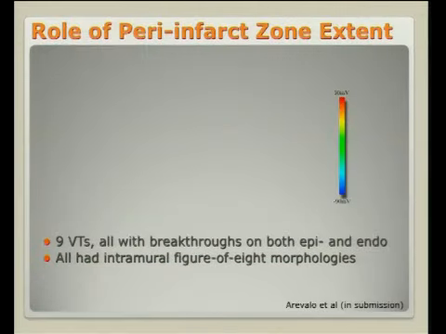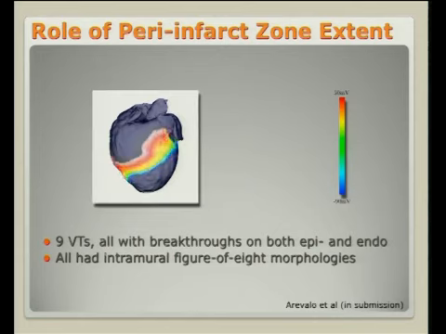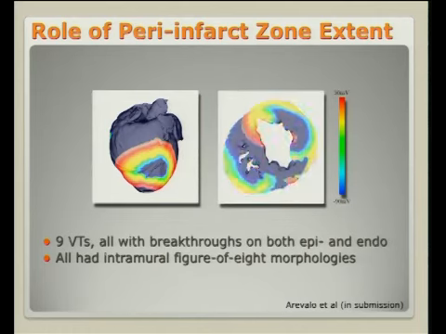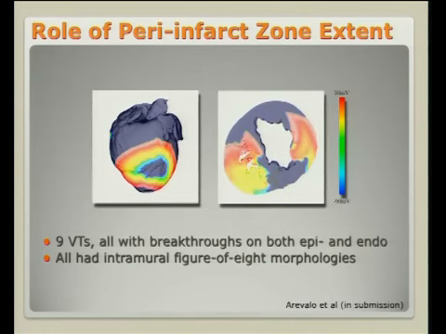So when we did that, this reduction resulted in the disappearance of the peri-infarct zone tissue from the surface of the heart. And then we performed again the same stimulation protocol, and of 28 sites, we induced 9 ventricular tachycardias. None of them had a figure of 8 reentrant representation on the epicardium or endocardium. All of them had breakthroughs on both epi and endo. And all of them, however, as you'll see here, this is how it appears on the surface, and you'll see as a breakthrough. However, all of them had an intramural figure of 8 morphology.